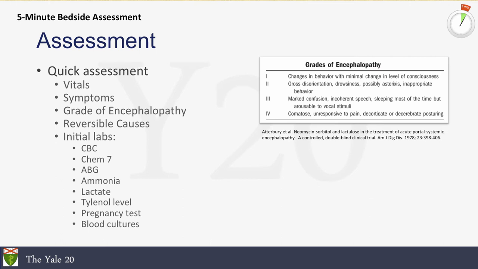Some of the major initial labs include CBC to obtain a white count, differential, and platelets, electrolytes and renal function, and glucose level. Perform an ABG. Ammonia should be trended. Lactate should be performed to evaluate for ischemia. Check an acetaminophen level. Do a pregnancy test for all females, and surveillance blood cultures should be done at baseline for infection.